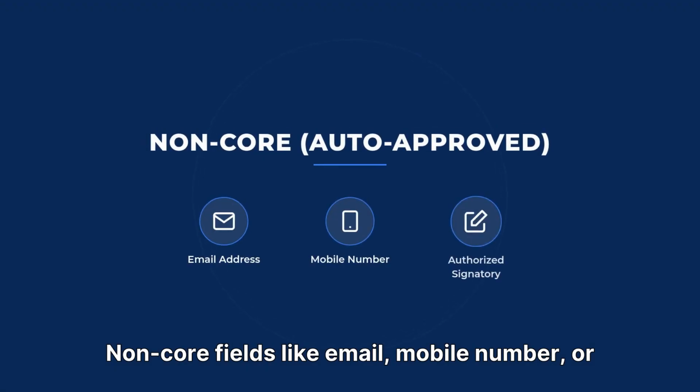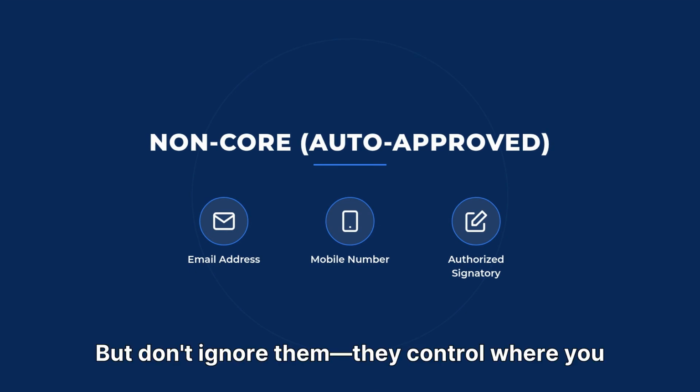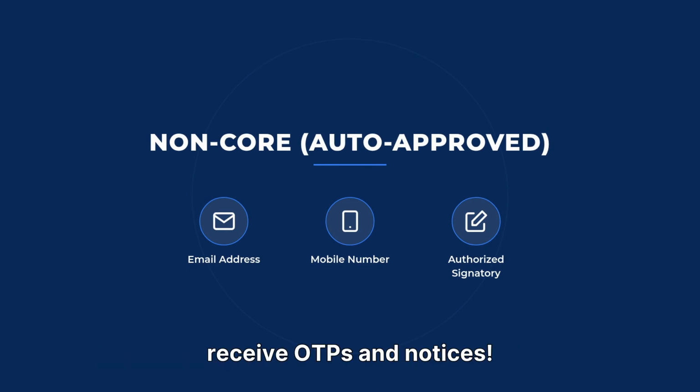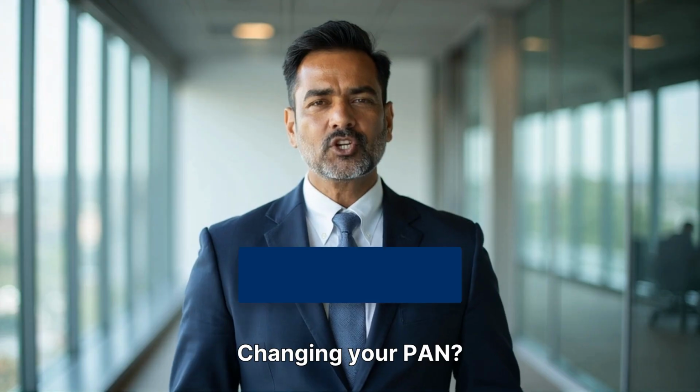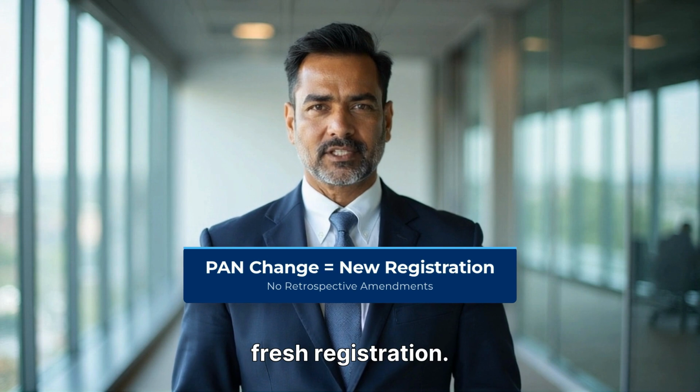Non-core fields like email, mobile number, or authorized signatory are auto-approved. But don't ignore them. They control where you receive OTPs and notices. Changing your PAN? That's not an amendment. You need a fresh registration.